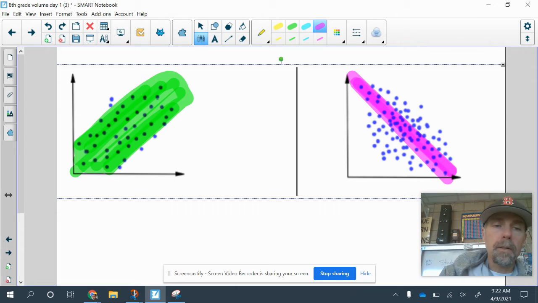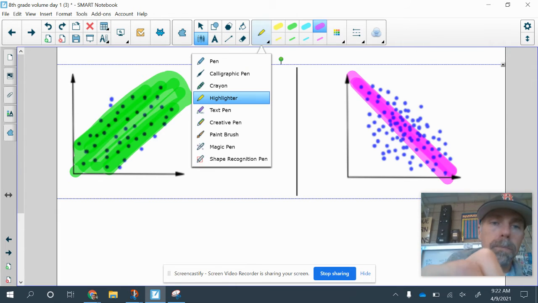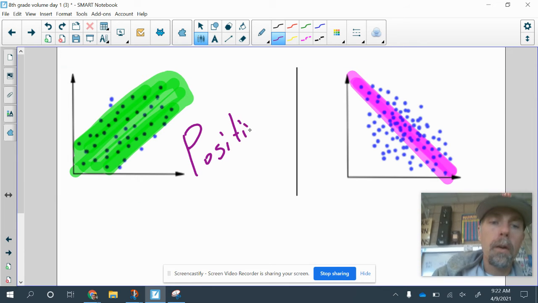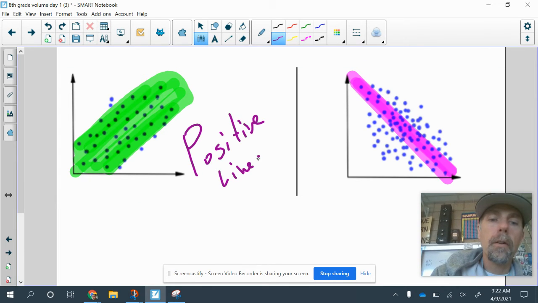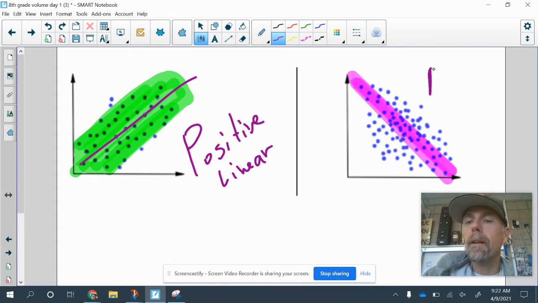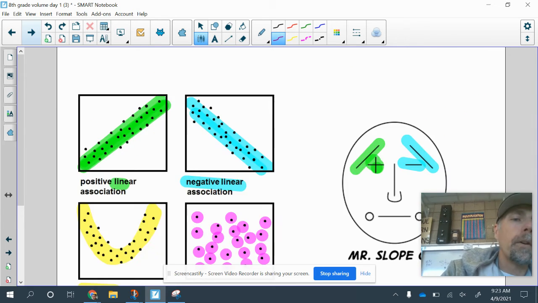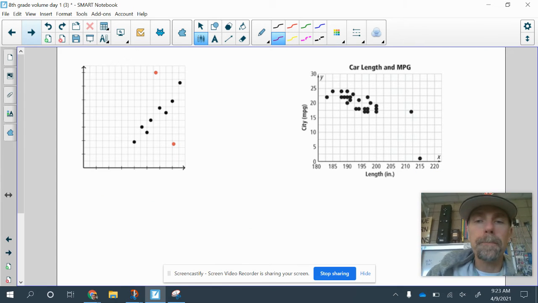So this side's positive linear, makes a line. This side's negative linear, because it mostly makes a straight line. Mostly. All right. This is how you do it. See how you do it? This is how you do it. Let's keep going. Couple more. You got to learn a couple more things.